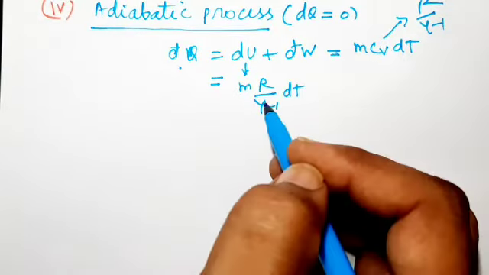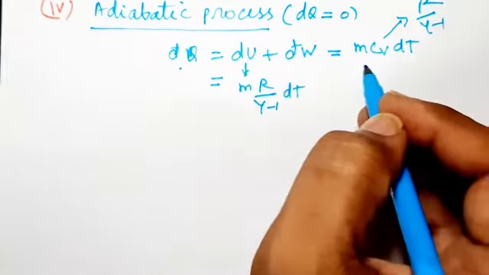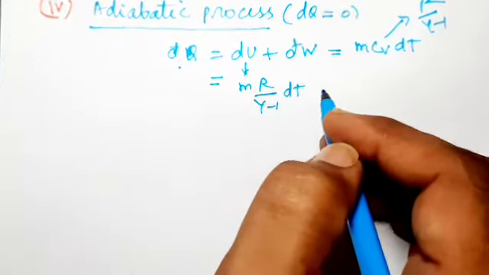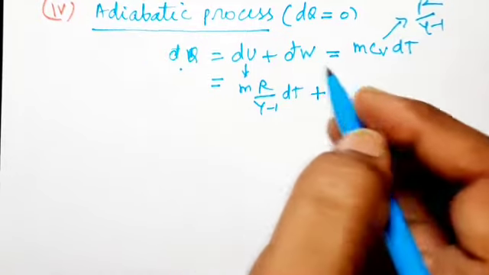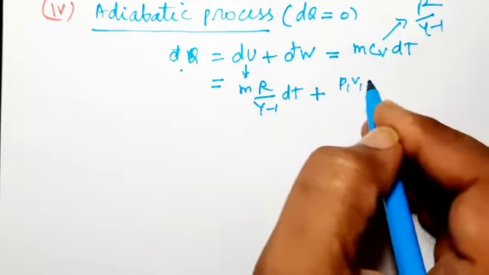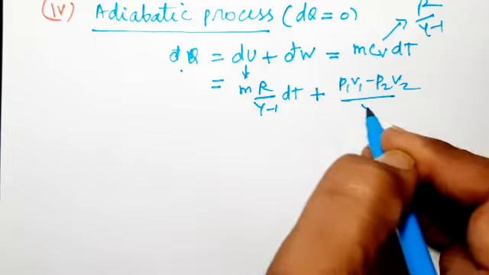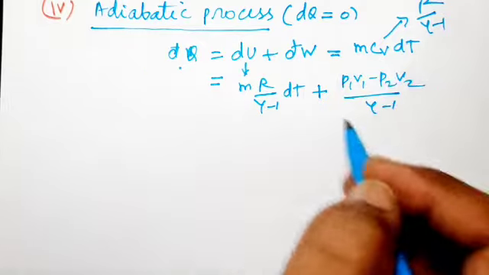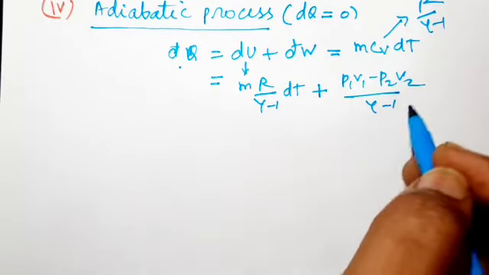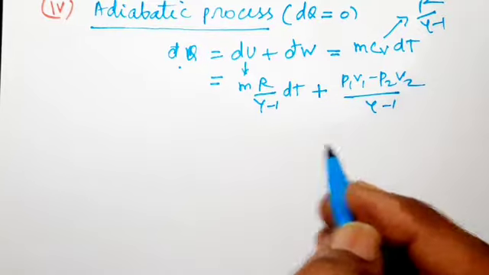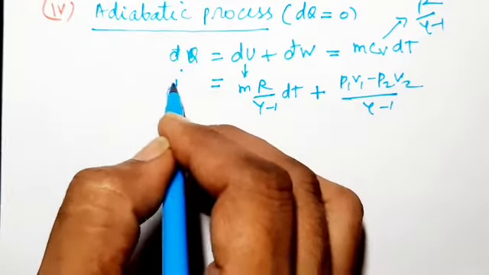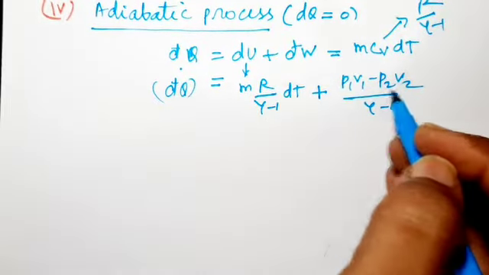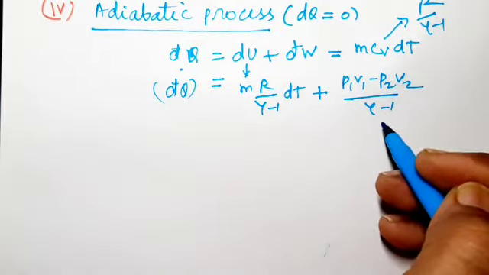So this term is written here. mR upon gamma minus 1 into dT plus dW is equal to (p1 V1 minus p2 V2) upon gamma minus 1 for a polytropic process. So this is the work done in the adiabatic process. So we can say del Q is equal to mR dT upon gamma minus 1 plus (p1 V1 minus p2 V2) upon gamma minus 1.